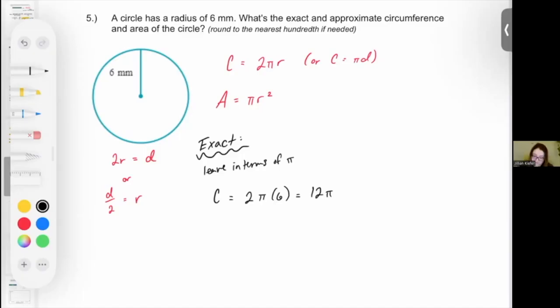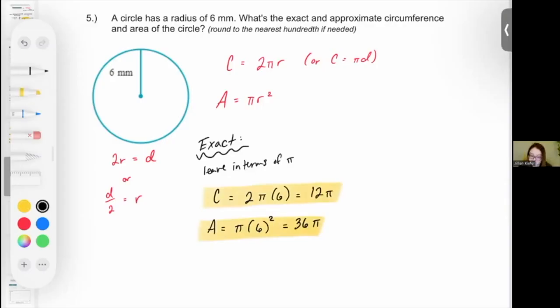Now, that was the circumference. Now we'll find the area. So the area we said was pi times the radius squared, which will be 6 squared. 6 squared is 36 times pi. So our exact circumference would be 12 pi, and our exact area would be 36 pi.